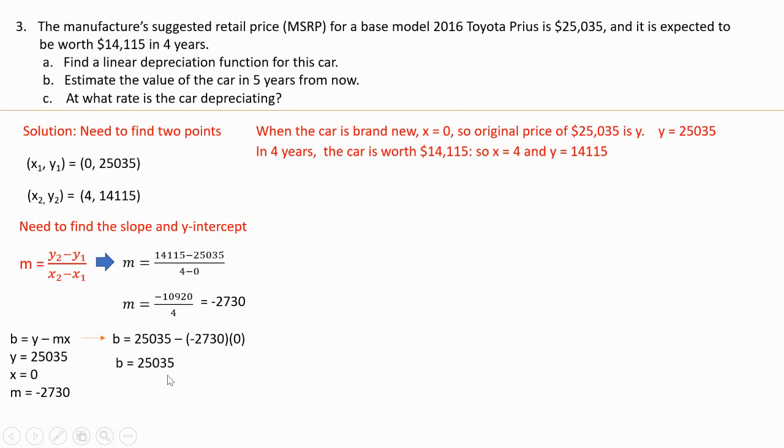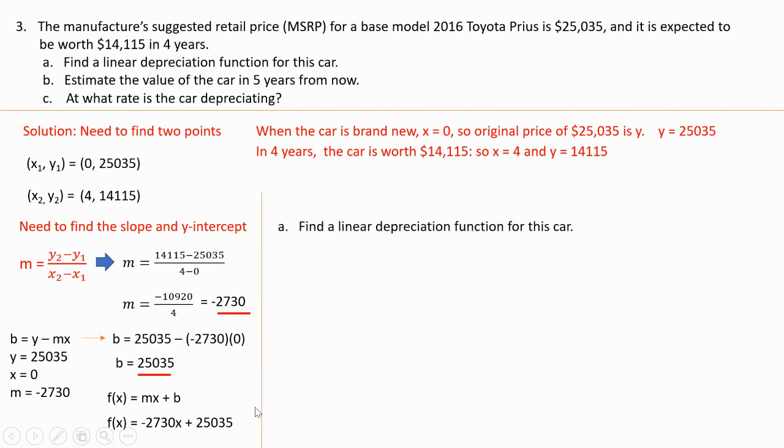So it's going to give us b is equal to 25,035. So now my equation, right, my slope was negative 2,730, and my b is 25,035. We plug it into the formula. So this is my equation for part A. That's my linear depreciation function for this car.